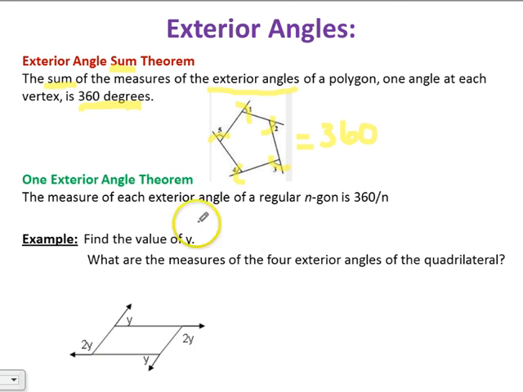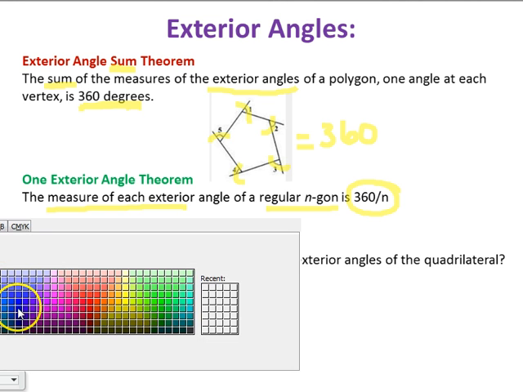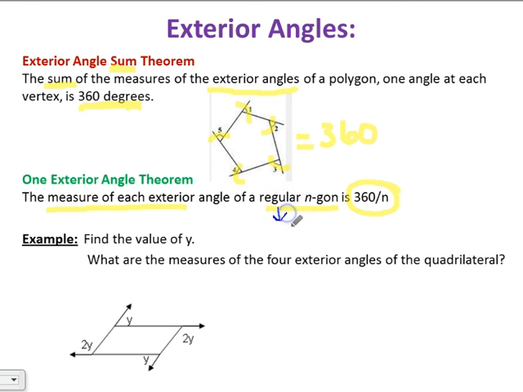So knowing this, we can work backwards now to find one exterior angle. The measure of each exterior angle of a regular polygon is going to be 360 divided by n, and remember, n is always going to represent the number of sides in the polygon. We see this word regular, and remember, regular means all congruent sides. So if you have a regular polygon, that means you have a polygon with all equal sides.